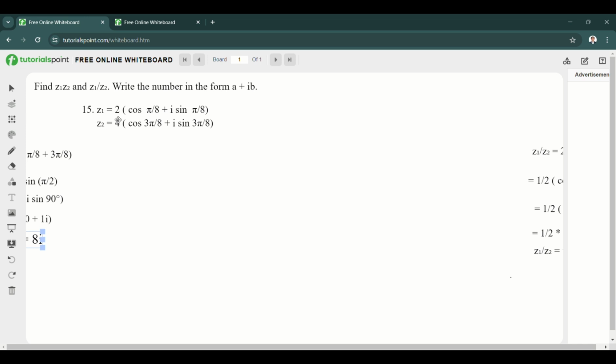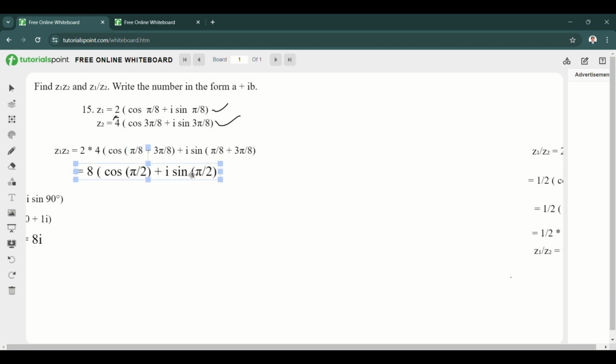So in number 15, we'll be given these two equations, the z1 and the z2. So first, we will find the product. So the product will be equivalent to this 2 times 4, then cosine pi over 8 plus this one, which is the 3 pi over 8, plus the sine values of z1 and z2, which is pi over 8 plus 3 pi over 8. So our next step is to evaluate those values.